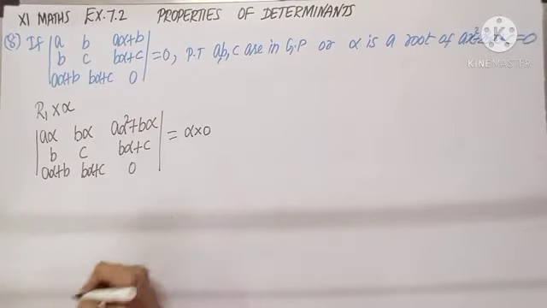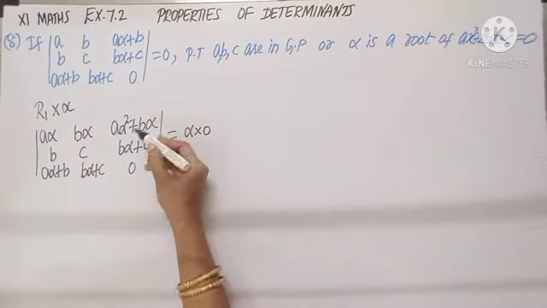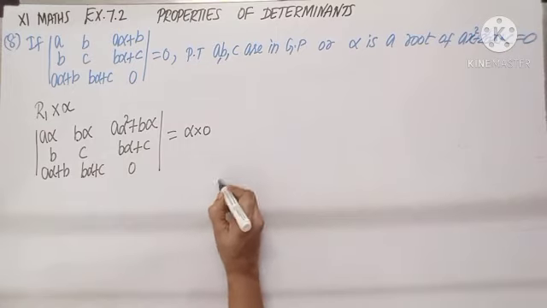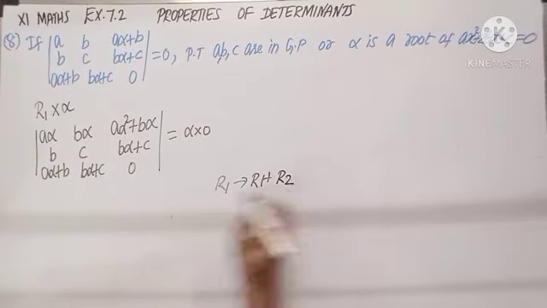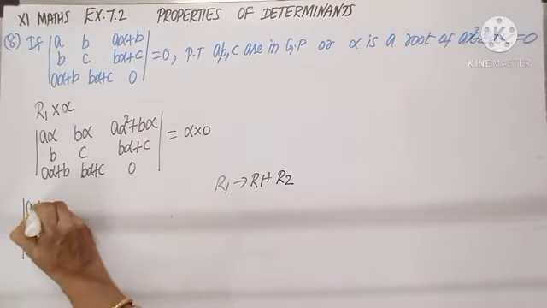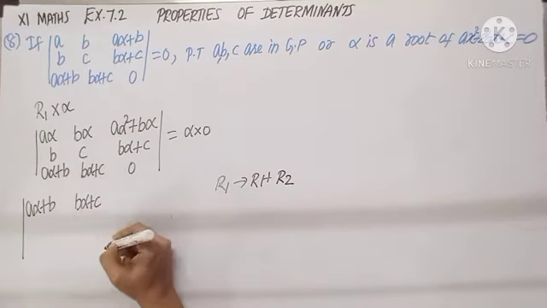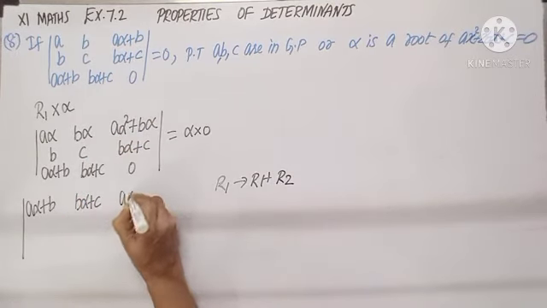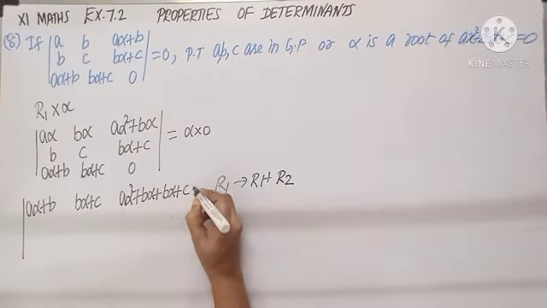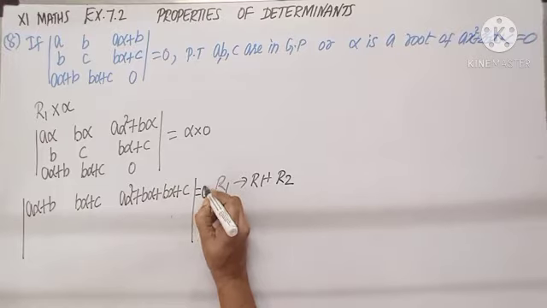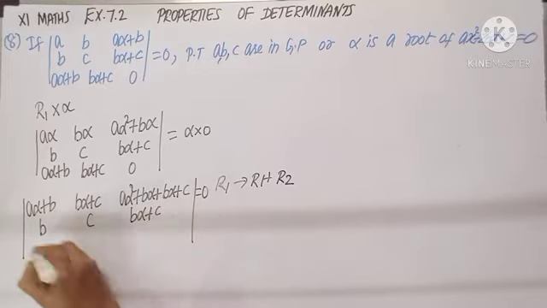The next step. I want plus c also. So R1 becomes R1 plus R2. So what I get? aα + b, bα + c. These two when I add, aα² + bα + bα + c. This is equal to 0. Second and third row we copy as it is.